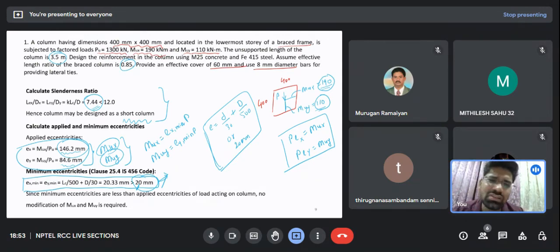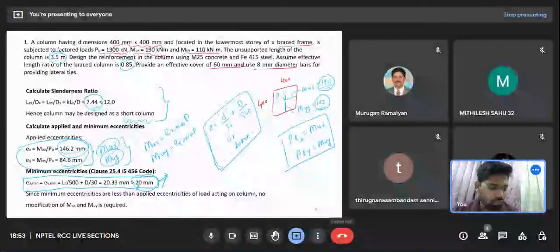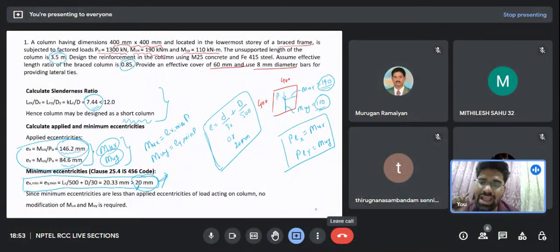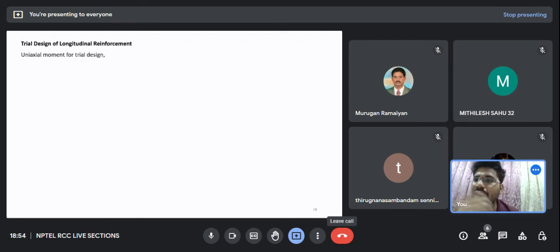Okay, I hope this was clear. You can rewind this clip again and satisfy yourself about what I was trying to say. For the time being, I would like to go further with this problem. I have checked the eccentricity, I have checked the slenderness ratio. Now I will begin the design of the column subjected to biaxial moment.